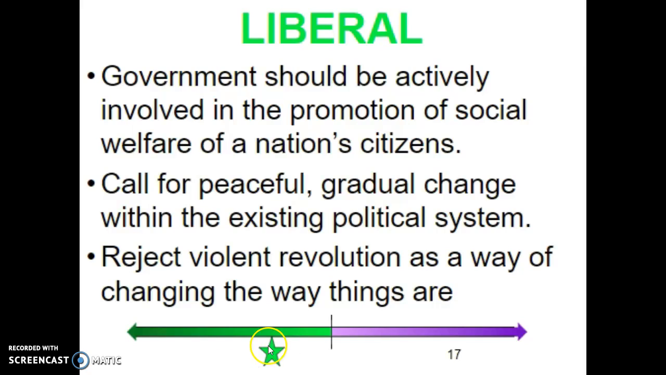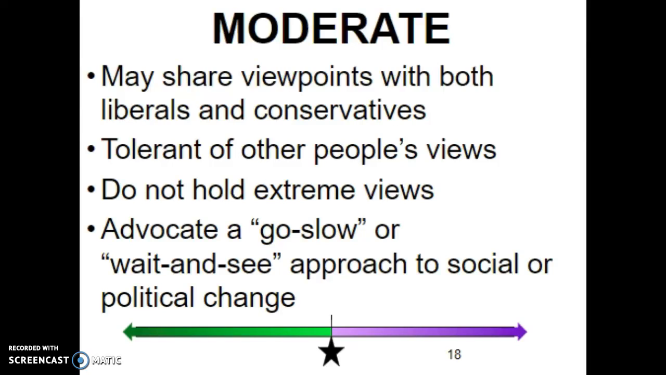If you're a little more towards the center, that would be considered liberal. Government should be actively involved in the promotion of social welfare of the nation's citizens, calling for peaceful, gradual change within the existing political system, and rejecting violent revolution as a way of changing the way things are. If you're moderate and kind of in the middle, you may share viewpoints with both liberals and conservatives, are tolerant of other people's views, do not hold extreme views, and advocate a go slow or wait and see approach to social and political change.